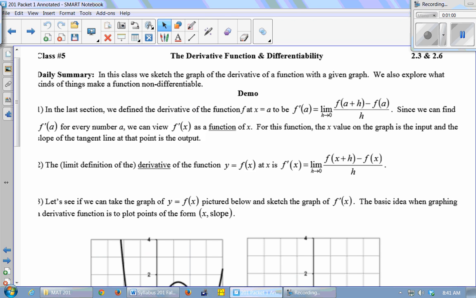Okay. In this class, we're going to sketch the graph of the derivative function given a graph, and we also explore what kinds of things make functions non-differentiable.